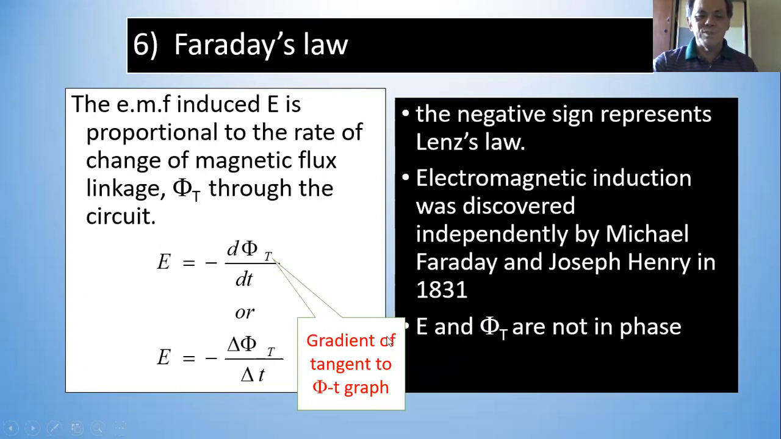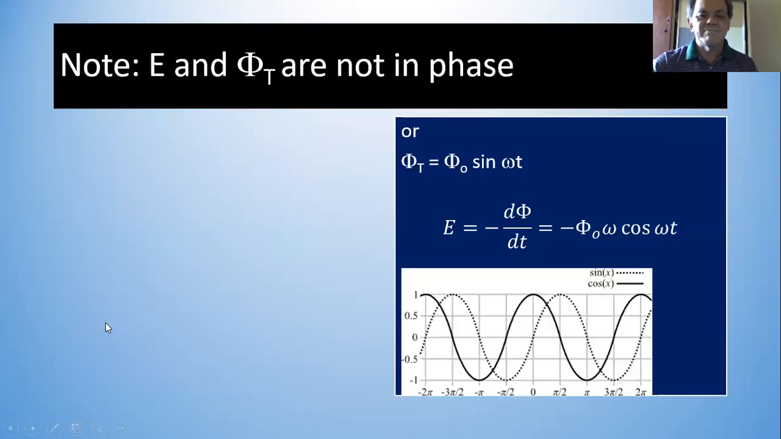And then you should be able to say, right, this is a gradient. E is the gradient of the phi against T graph. Right? The EMF can be obtained from the gradient of the tangent to the phi against time graph.